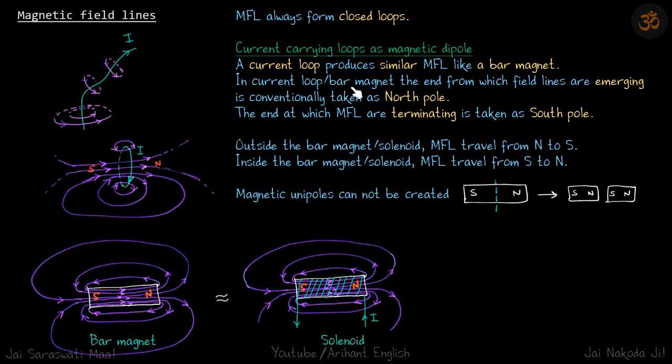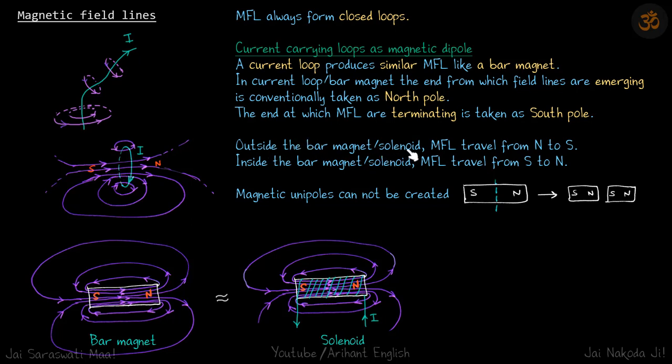In a current loop or bar magnet, the end from which field lines are emerging is conventionally taken as the north pole. So here the field lines are emerging on the right side, so the right side is north pole. Here also the right side is north pole. The end at which field lines are terminating is taken as the south pole, the left side.